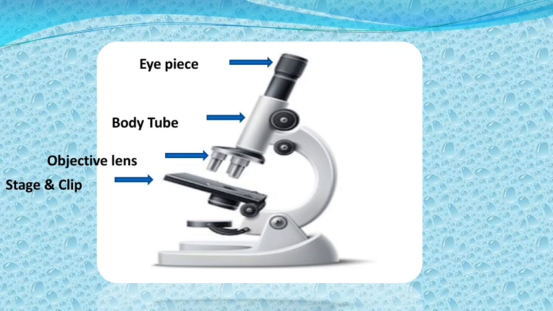Next part of the microscope, stage and clips. The stage is useful for placing the object slide, whereas clips are used for holding the object slide. Next part is the mirror. A mirror with two surfaces, concave and plane, is fitted to the pillar for reflecting light to the object.